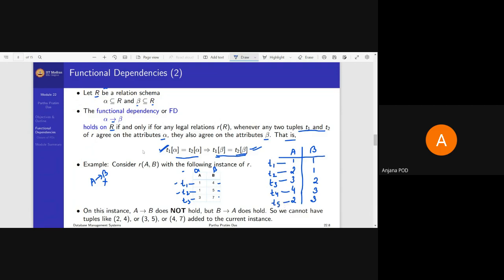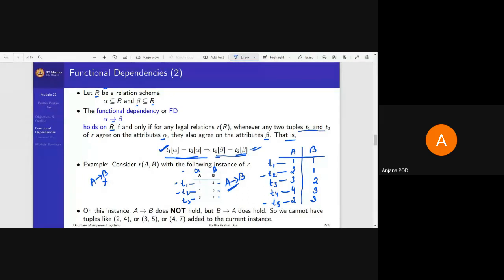Now we need to prove that A determines B. Remember, to achieve this, we first need to satisfy these conditions. First, let's check whether there are two tuples in A which are matching or not. T1 is not matching with other tuples. For T2, we can say that T2 and T5 are the tuples which have the same value. So this particular condition is satisfied: tuple 2 of alpha equals tuple 5 of alpha.